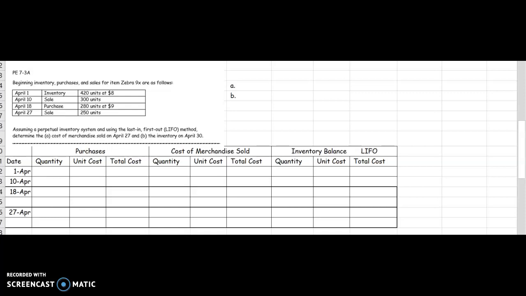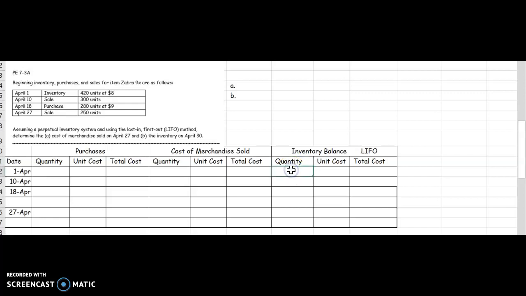And remember, when I say selling, it doesn't actually matter which units our customers pick up. We just have to be able to assign a cost to them. So this is just a cost flow assumption. We're just assigning a cost to what we sell. It really doesn't matter which one of these, we're calling it Zebra 9X's, they actually picked up. But we do have to assign a cost for them in our inventory systems.